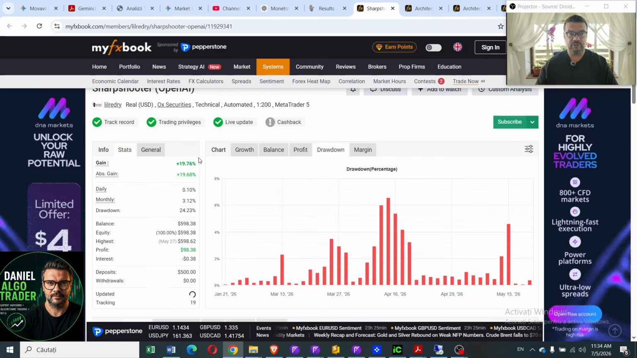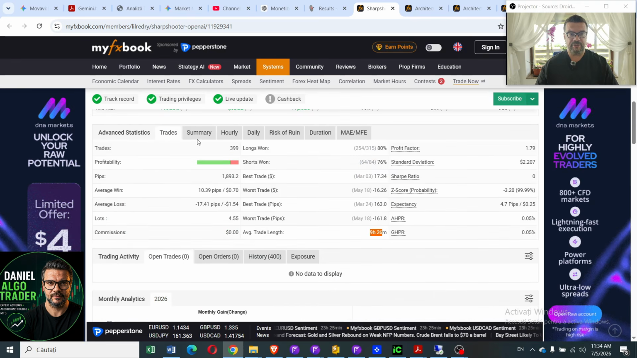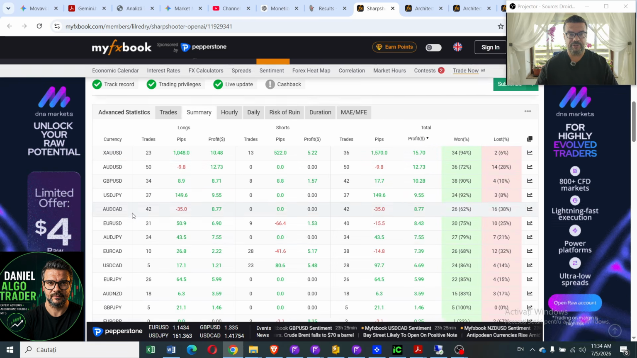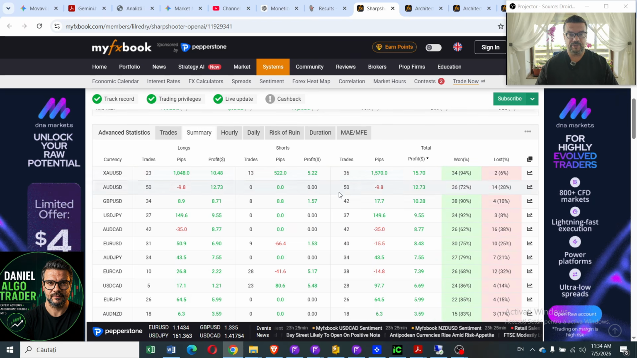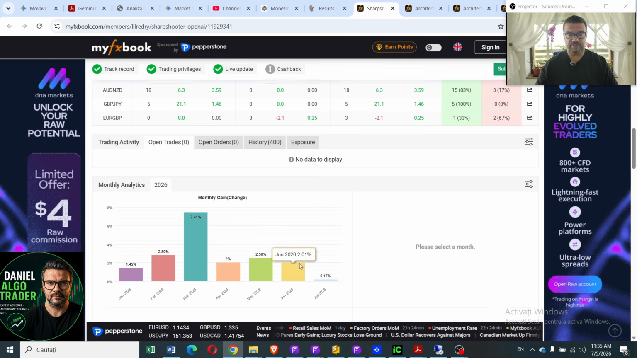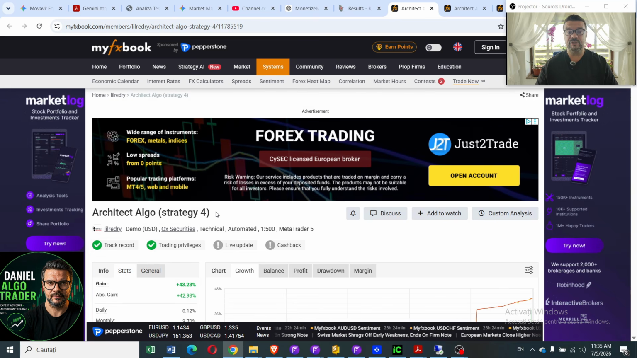It uses, again, only the Sharpshooter. And as a summary, it uses the Sharpshooter in quite a few pairs. Again, gold being the number one, but also the others that you can see here. And if I look at the monthly percentage in profit, we can see 1%, close to 3%, over 7%, 2%, and 2% overall.